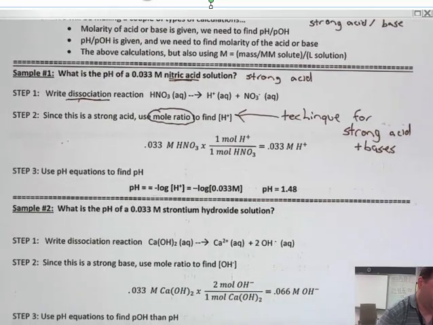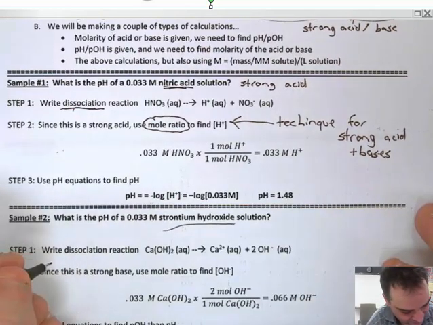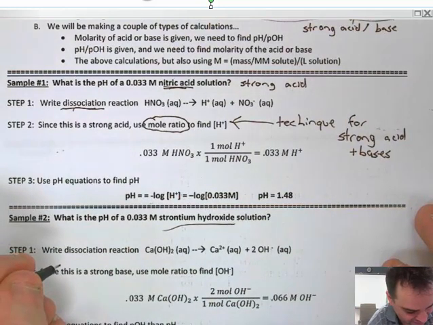Sample number 2. Strontium hydroxide is a strong base. And I have calcium written in the notes.